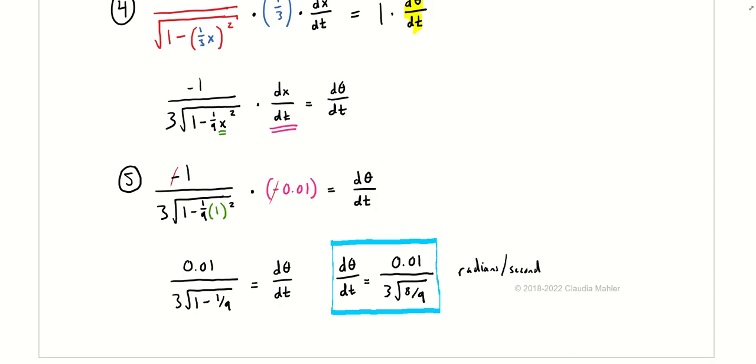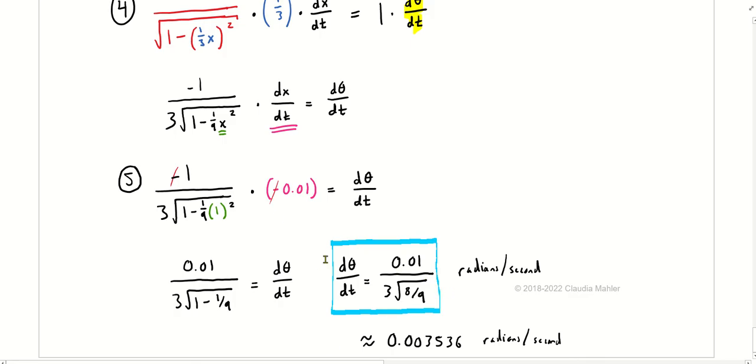And just to see what that is in terms of decimals, let me just calculate that here really quick. So this is approximately 0.0035336 radians per second. So that's how fast that angle of elevation is changing with respect to time.